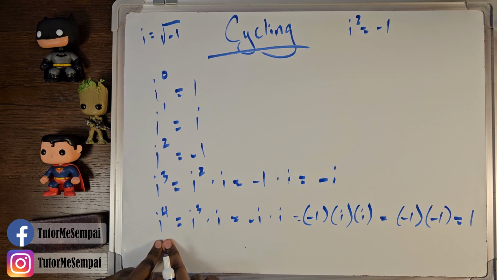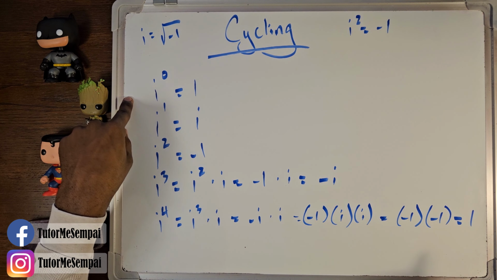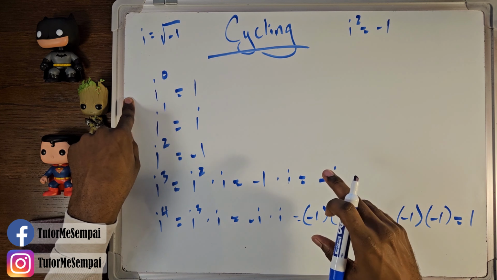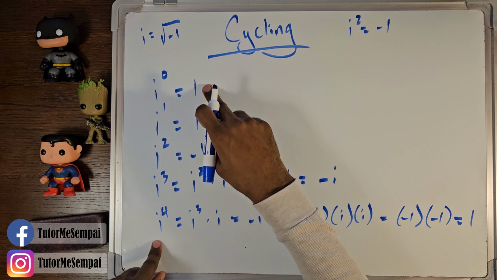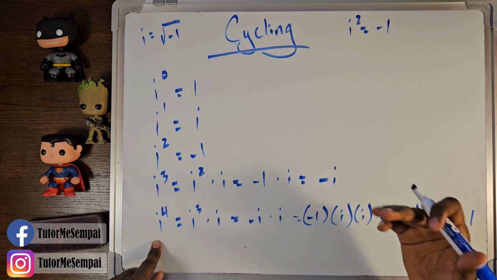So if we look at this, we start off with i raised to the 0 power equaling 1. And we got all the way to i raised to the 4th power equals 1 again. We didn't grow or shrink. We simply cycled and we're going back to 1. But let's see if this pattern continues as we get higher than 4.